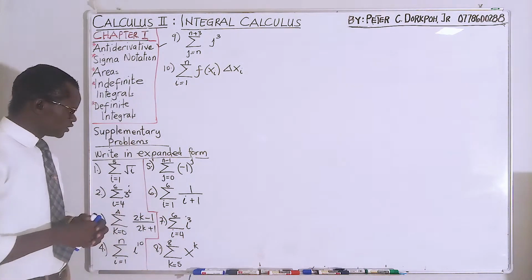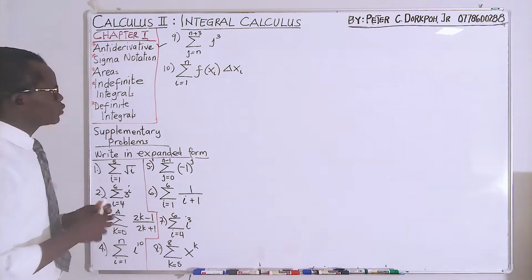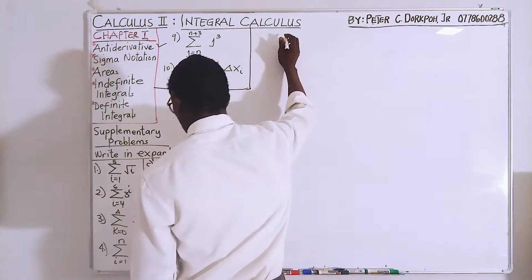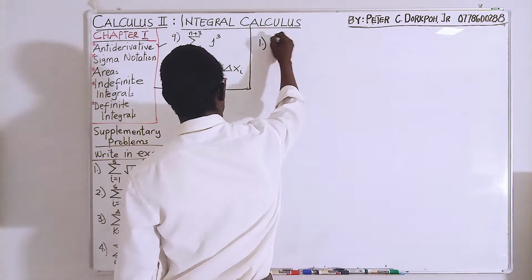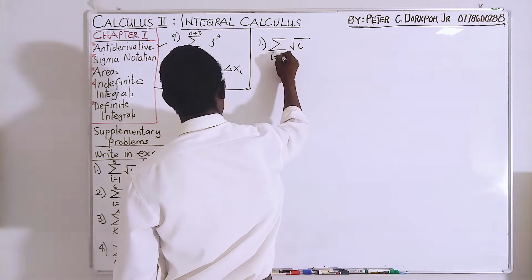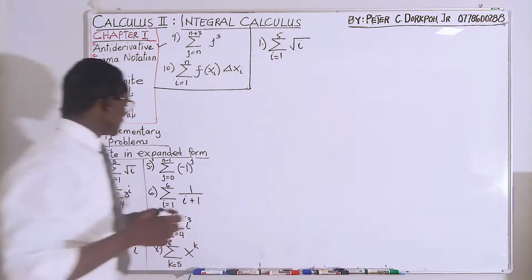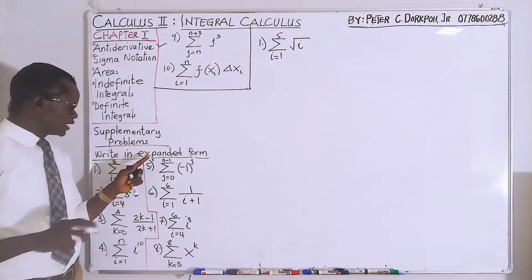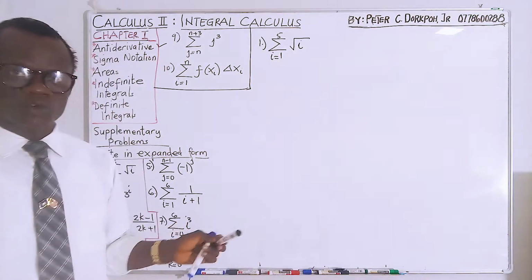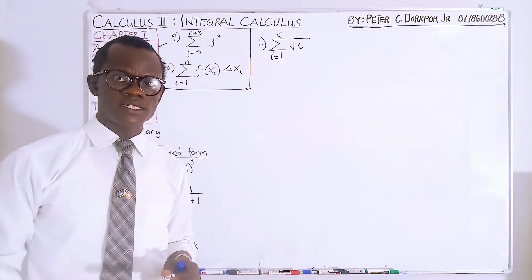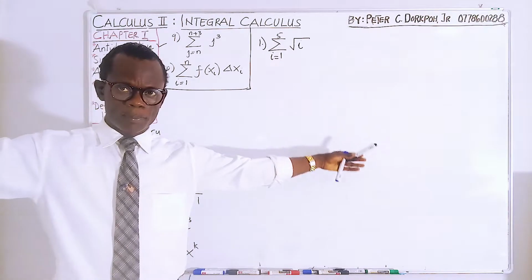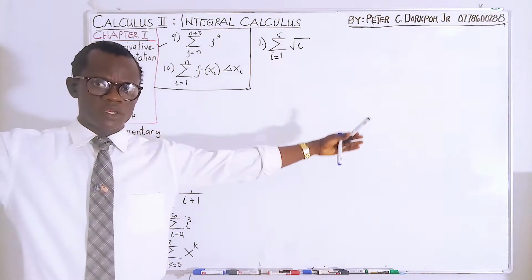So let's look at a few of these supplementary problems. We have question 1, which says the summation of the square root of r as r reads from 1 to 5. Now the direction said we must write each in expanded form. We were not asked to find the sum, we were asked to write in expanded form. So to expand means to just open up, not to add them up, but to just open up.